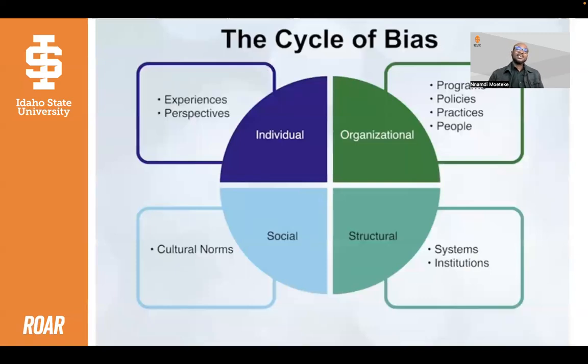Now let's talk about the cycle of bias and its different types. The first type of bias, and the one that we will focus on, is individual bias. This type of bias affects experiences and perspectives and how we interact interpersonally. Organizational bias can affect policies, programs, practices, and people within the organization it is present. Structural bias refers to the inherent bias in systems and institutions, such as education, criminal justice, health, and the media. And finally, social bias refers to the societal and cultural norms that determine the haves and the have-nots in our culture.